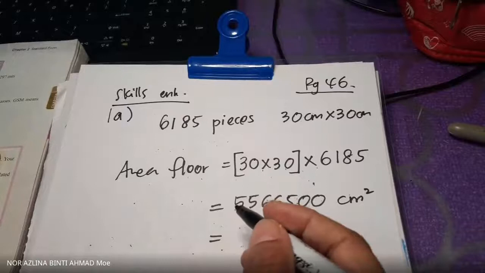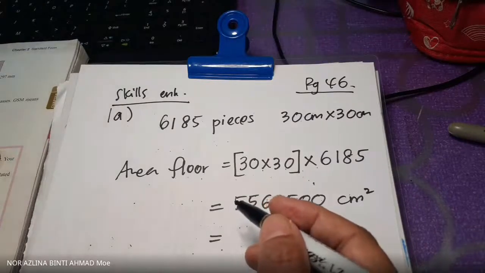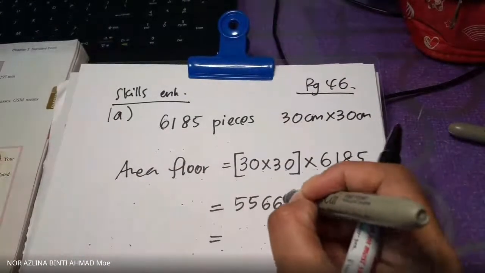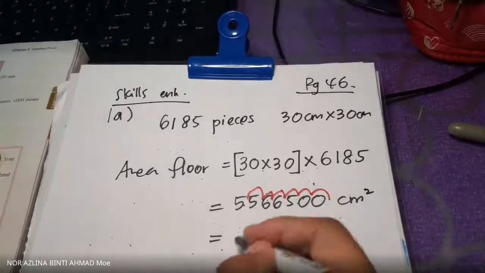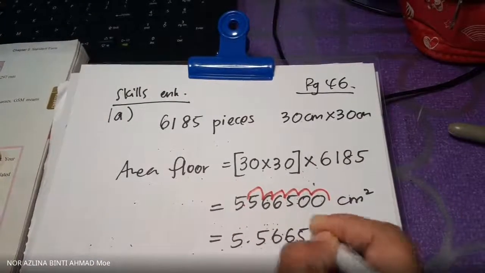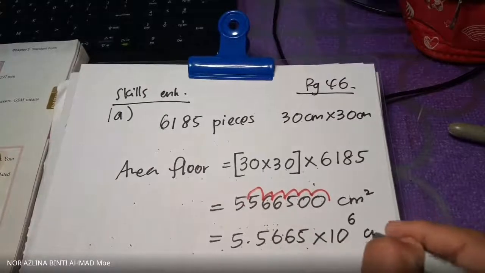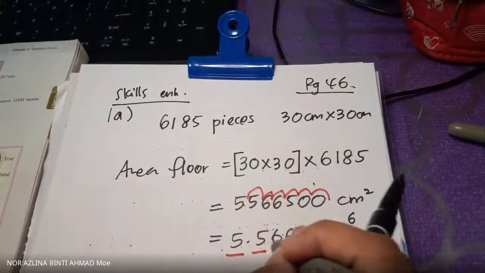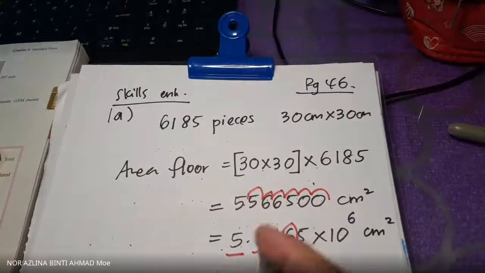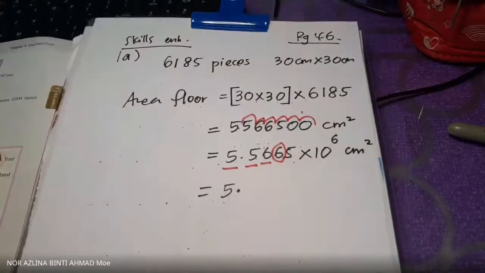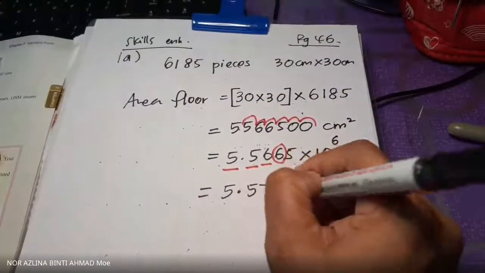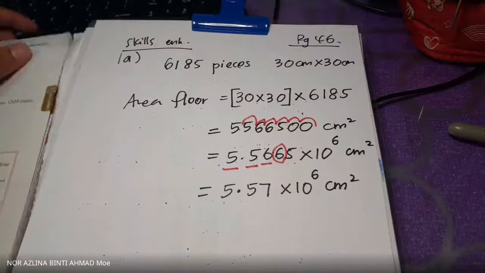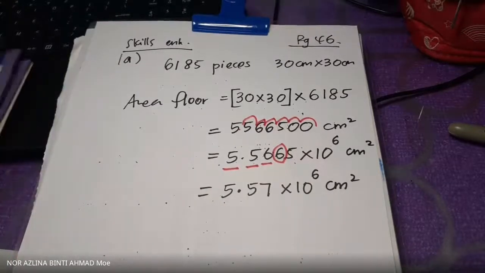So in standard form, state your answer in standard form correct to 3 significant figures. So 3 significant figures. 1, 2, 3, 4, 5, 6. So 5.5665 times 10 to the power of 6. But the question asks you to give the answer in 3 significant figures. 1, 2, 3. So we circle the number after 6. The answer is 5.57 times 10 to the power of 6 cm squared. Okay, check the answer. Correct or wrong? Check the answer. Mesti kena check.